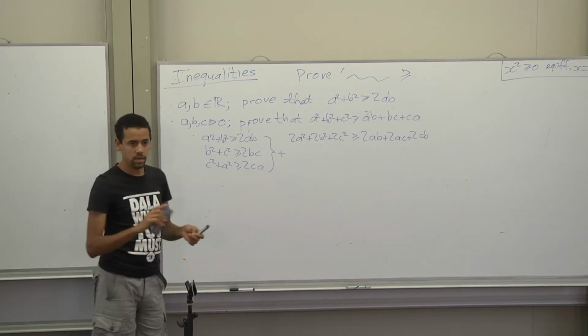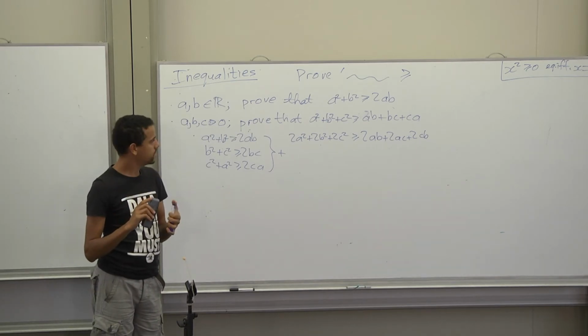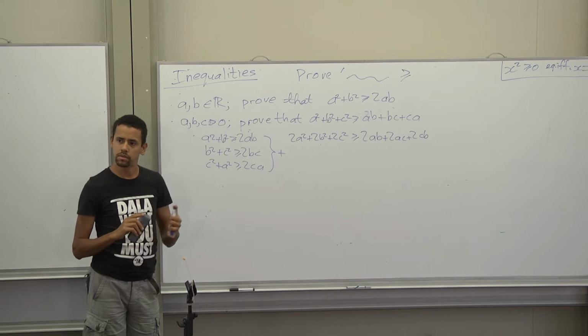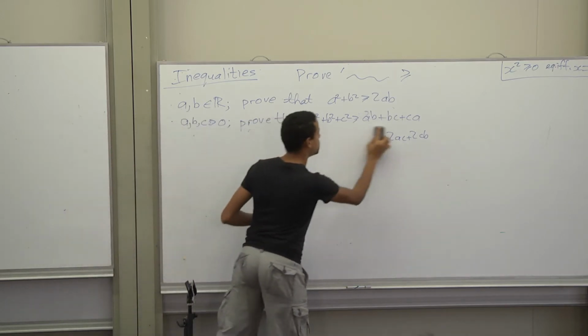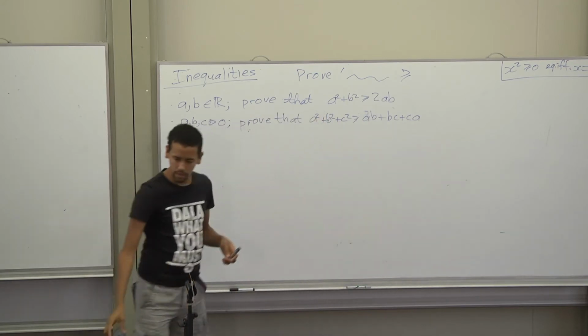Okay, so that's one way to do it. Let's take suggestions from the audience. What's another way to do this? Cauchy-Schwarz. Okay.